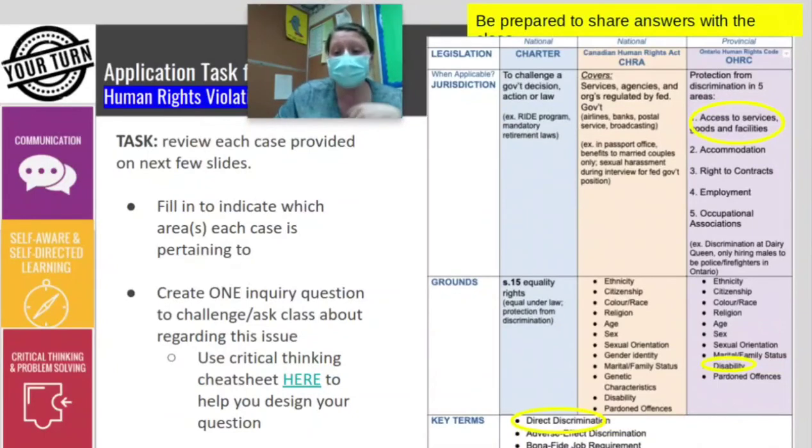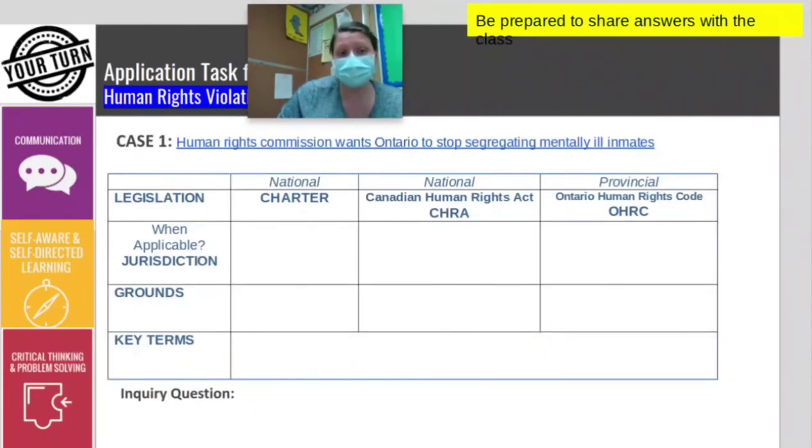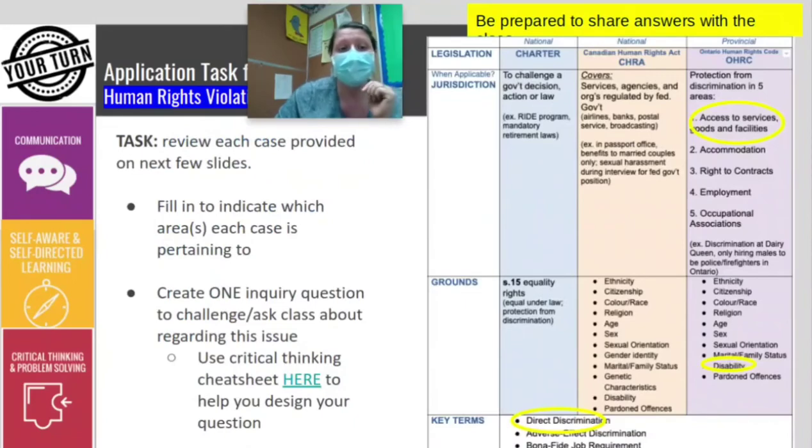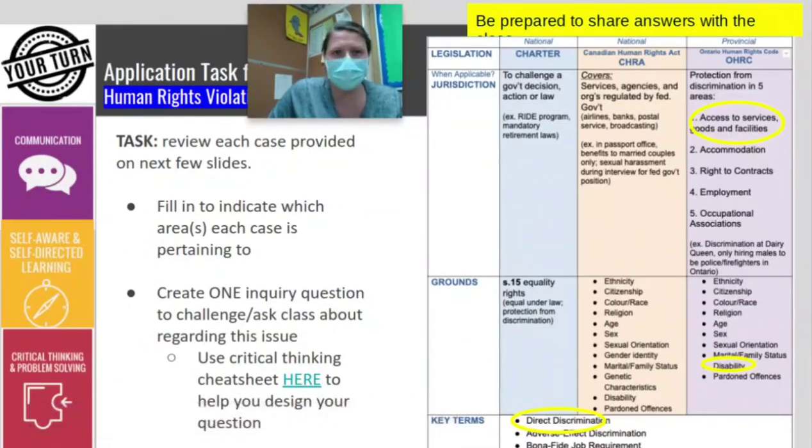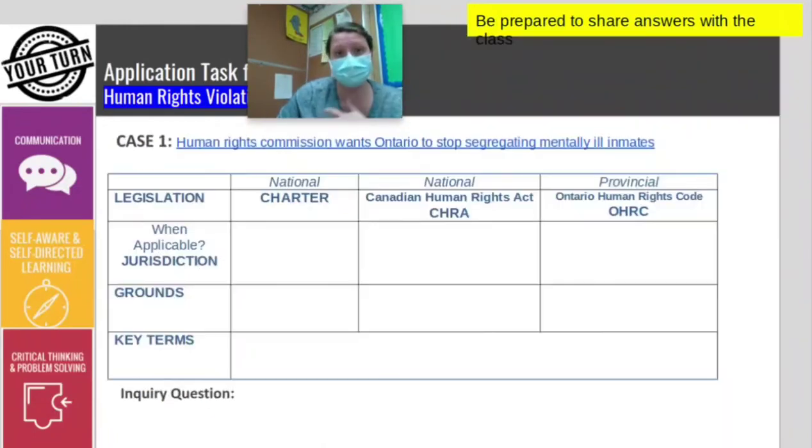I'm then going to ask you also for each of the cases that you look at to come up with one inquiry question. I've put a link here to help you come up with these, but one question that you want to ask to kind of challenge people's thinking regarding this issue, whether you agree with it or not, to help further the discussion.